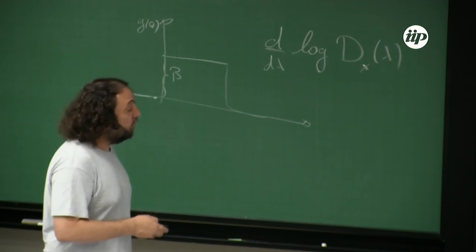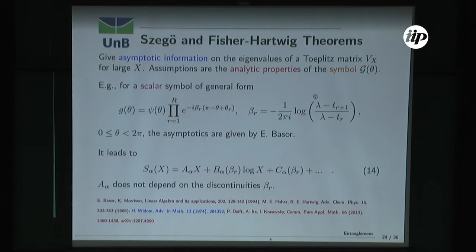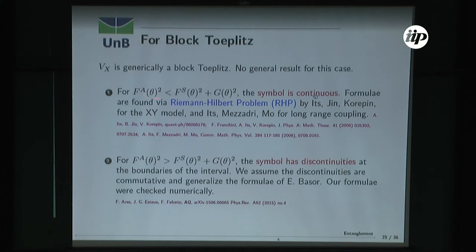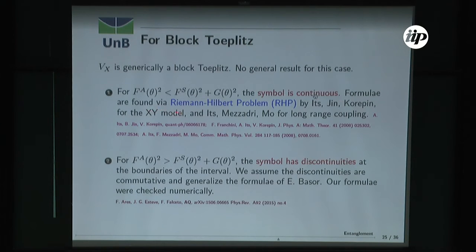Now for the block Toeplitz, because V of x, this correlation function, is generically a block Toeplitz, there is no general result. These are general results for scalar Toeplitz. Then those F and G that I mentioned depend on the couplings of my Hamiltonian. There are conditions in which the symbol is continuous, and the formula was found via a Riemann-Hilbert problem by Its, Jin, and Korepin for the XY model, which is nearest neighbors, and by Its, Mezzadri, and Mo for long-range coupling.